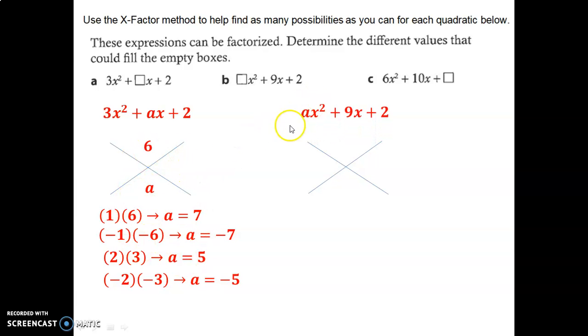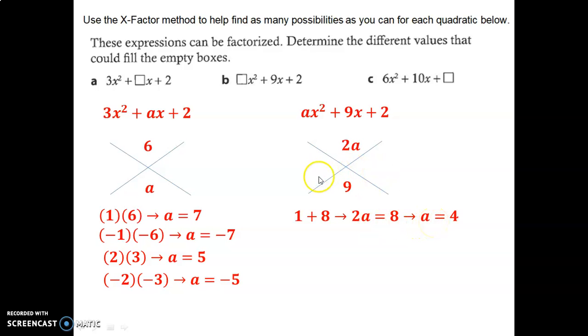Look at B. In B, we have this expression, or this quadratic. I'm going to call this a now. Again, let's use the x factor method. 2 times a here, 9 on the bottom. Okay, now what two numbers add up to 9? Because here is an unknown. So what numbers add up to 9? Well, 1 plus 8 makes 9. Therefore, 1 times 8 has to be 2a. See, 2a equals 8, because 1 times 8. And that means a equals 4.